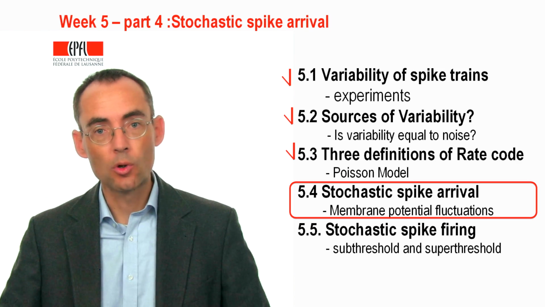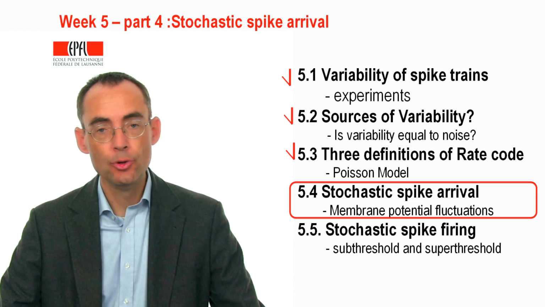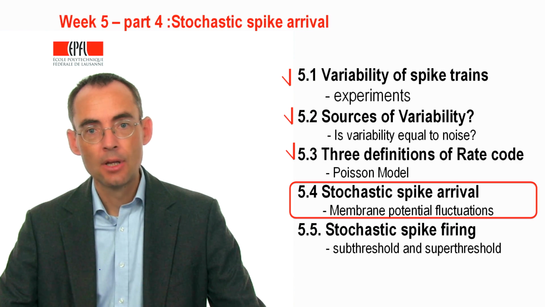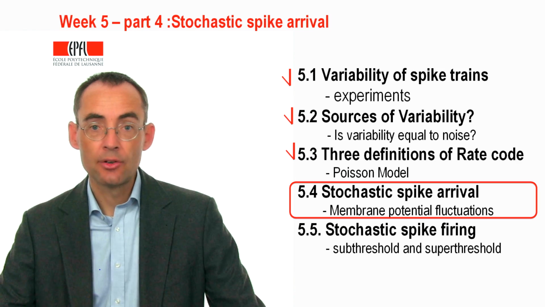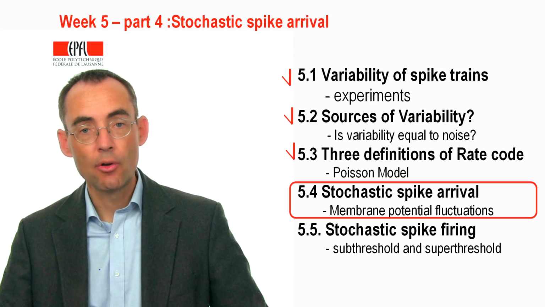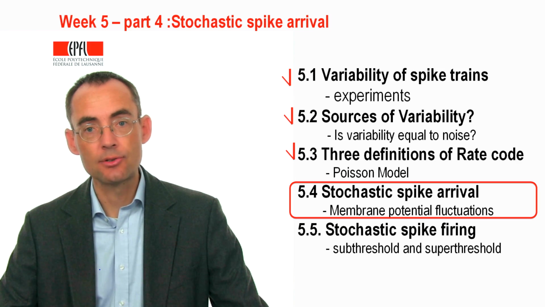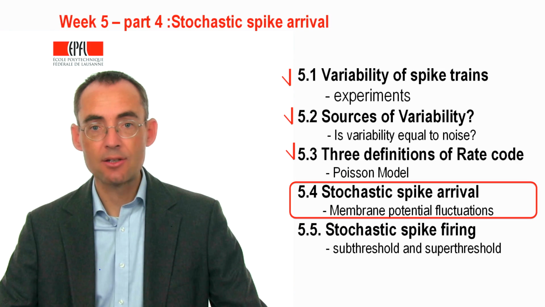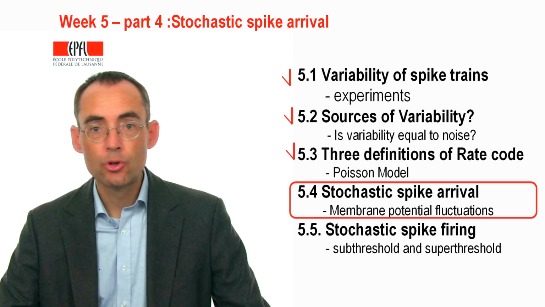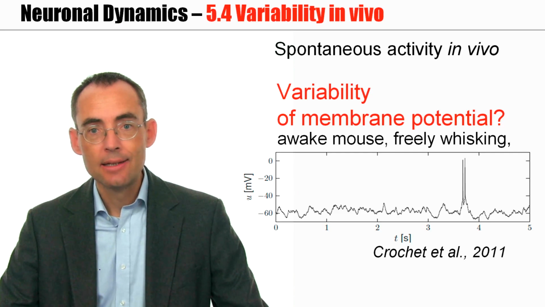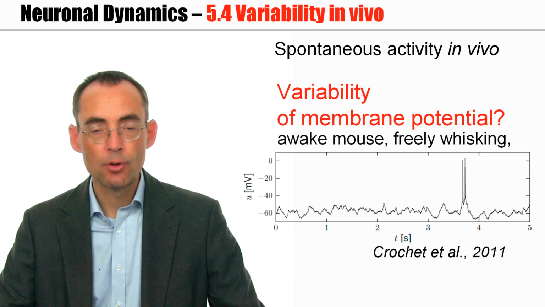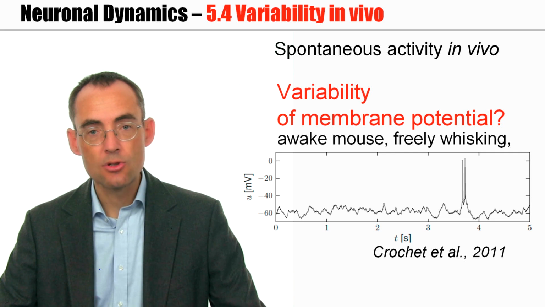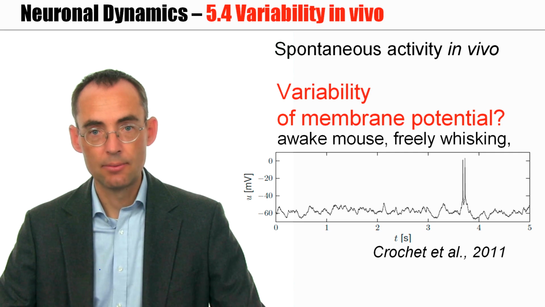Welcome to part 4 of week 5 of the class Neuronal Dynamics. In the previous lectures of this week, I focused on experimental data showing fluctuating membrane potentials and fluctuations of spike timing. We now turn to a first model that should allow us to explain the observed fluctuations of the membrane potential.